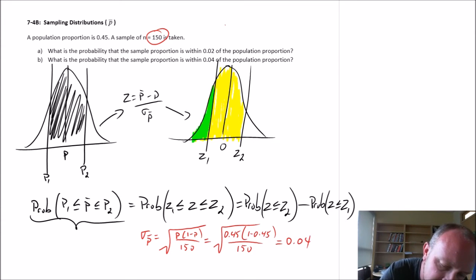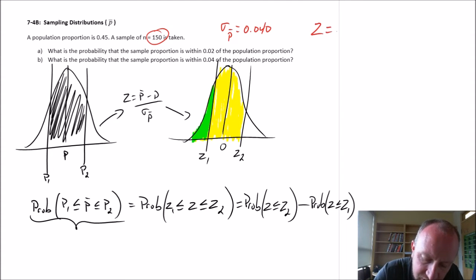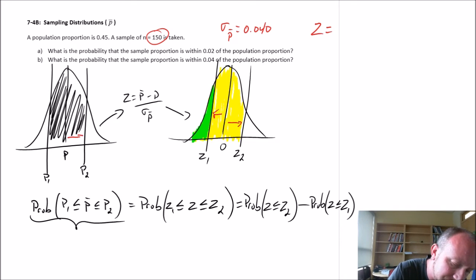So I'm just going to scribble this up here, 0.040. Okay, so there's our standard error. That's going to be the same for both parts A and B. So now let's figure out our z's. So our z, these distances from the mean, the distance between z1 from 0 and z2 from 0, they're exactly the same, right? They're the same here and here as well. That distance is what's given to us.